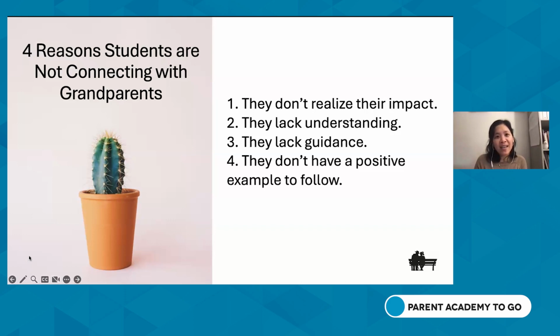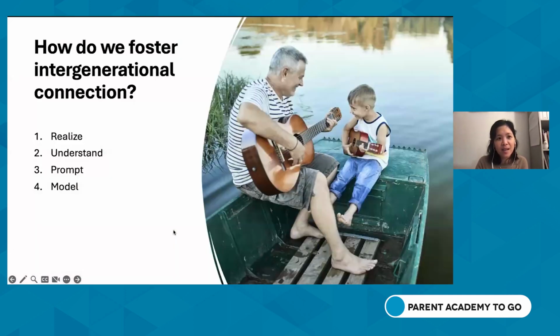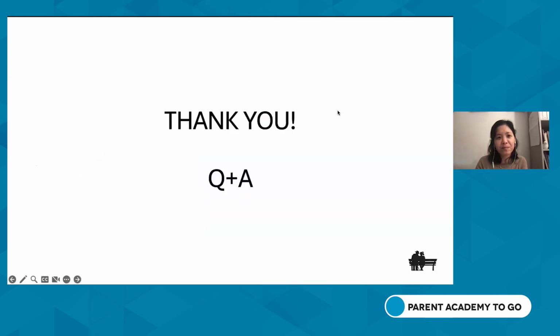Number 3, they lack guidance. They need that prompting from us, right? And they're not getting it. And then finally, they don't have a positive example to follow. So again, I won't go over it, but just helping them to realize their impact, helping them understand what's going on, prompting them, and then being a good model. Those are keys that I think we often forget when we are trying to build that relationship between the older and younger generation.